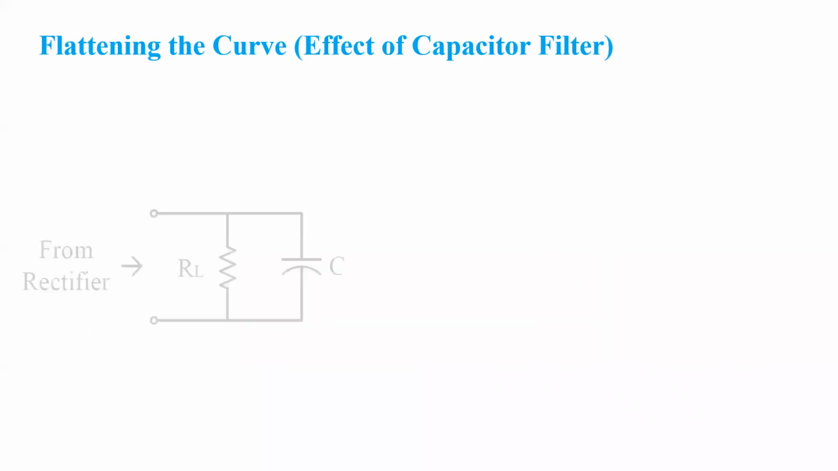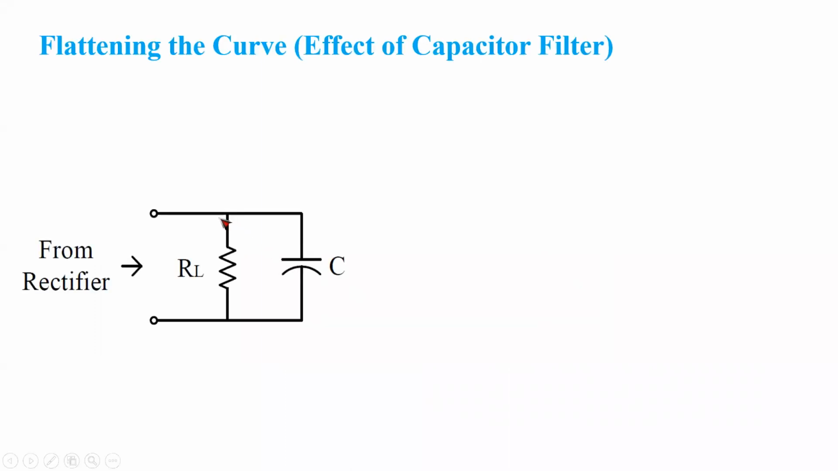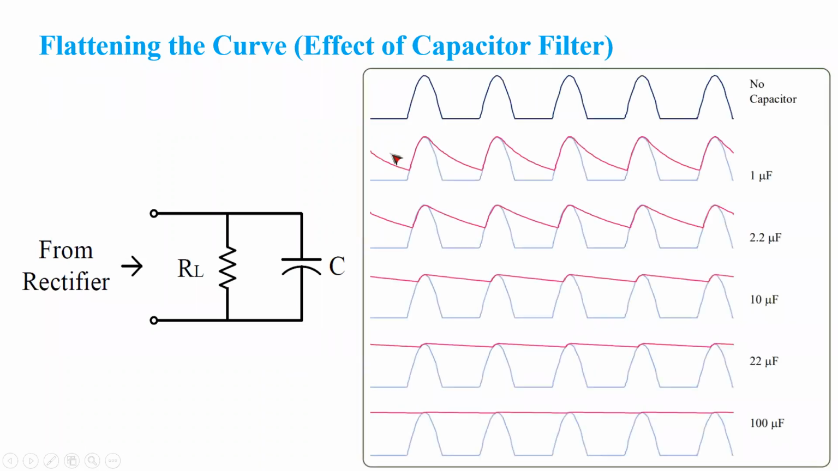Effect of capacitor filter. See, what is a capacitor filter? We have to add one capacitor in parallel to your resistor. Remember, if we apply a capacitor in parallel to the resistor, what will happen? This will happen. So this is the half-wave rectified output. That means your negative portion is gone. Positive portion is there, but negative portion is gone. So this is for no capacitor, when we do not have any capacitor, and this is your result. When we apply capacitors, this pink color line is actually your output.